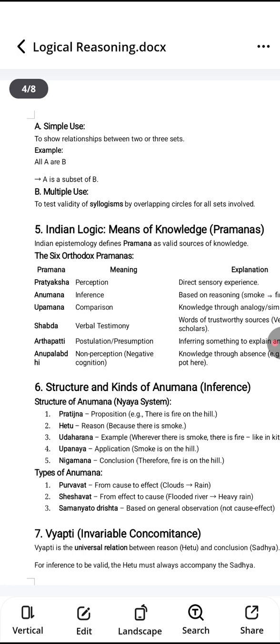Next we have the structure and kinds of anumana, which means inference. The structure of anumana comes under the Nyaya system. First we have pratijna, which means proposition, for example, there is fire on the hill. Next hetu, which means reason, because there is smoke. Next udaharana, for example, wherever there is smoke, there is fire, like in the kitchen. Next upanaya, which means application: the smoke is on the hill. Next nigamana, which means conclusion: therefore there is fire on the hill. So these are very, very important.